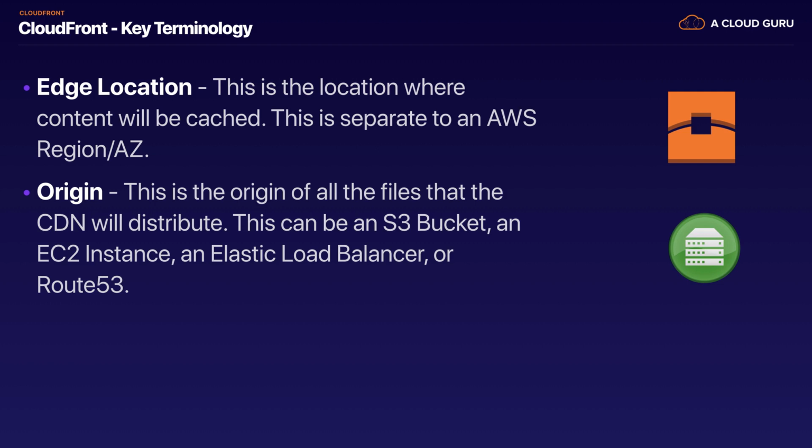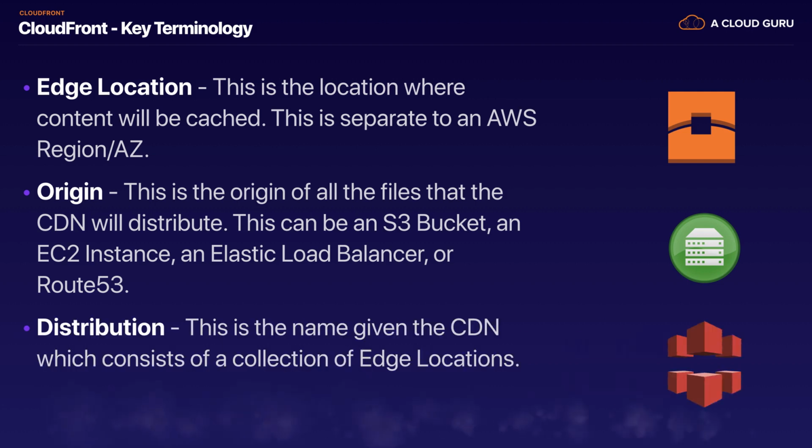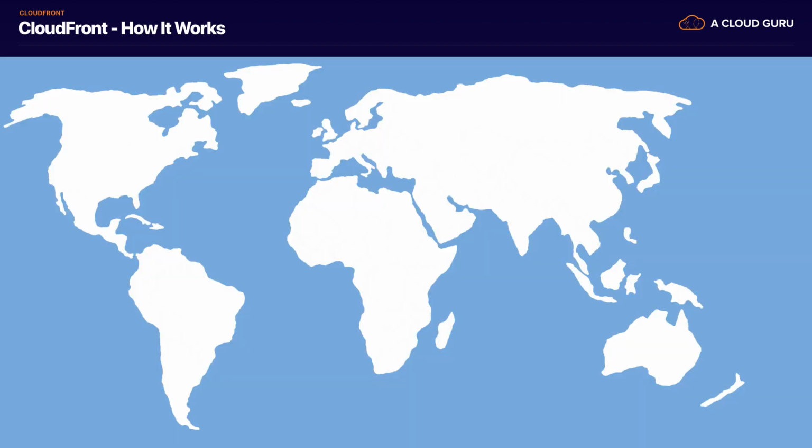In the next lecture, we're going to use an S3 bucket as our origin. And then finally, we have our distributions. This is the name that's given to the CDN, which is essentially a collection of edge locations. So we're going to create a distribution, and we'll do that in the next lecture.